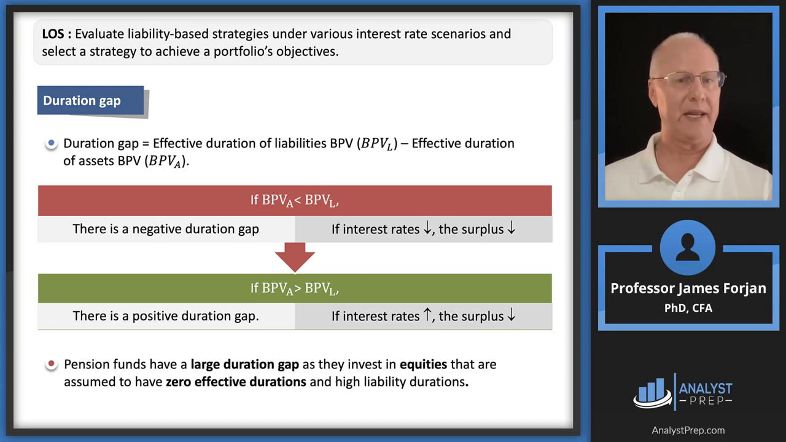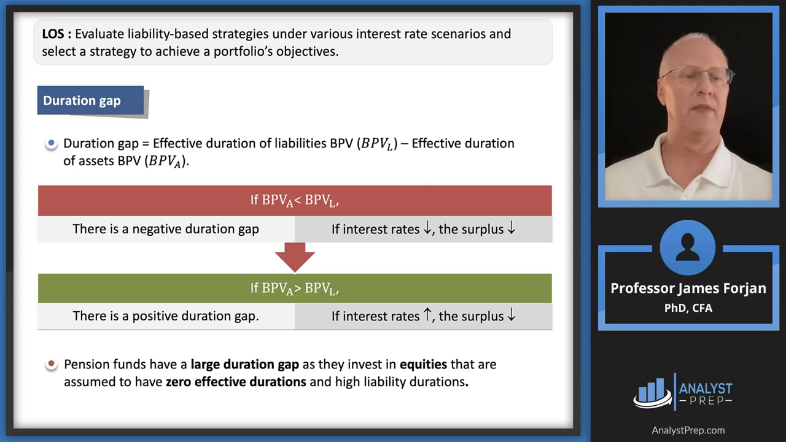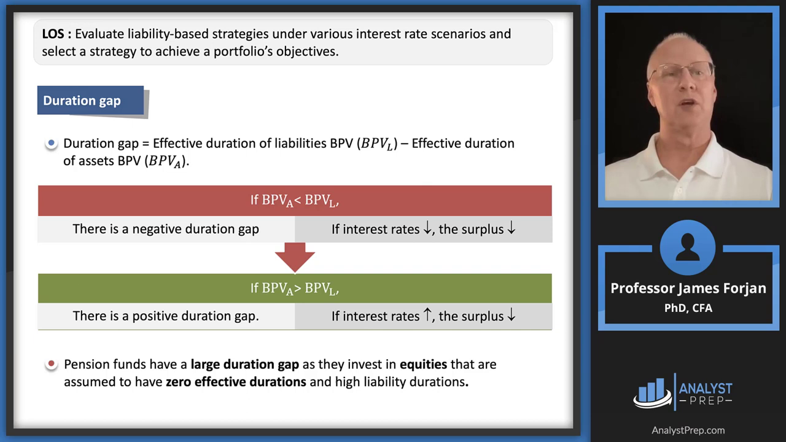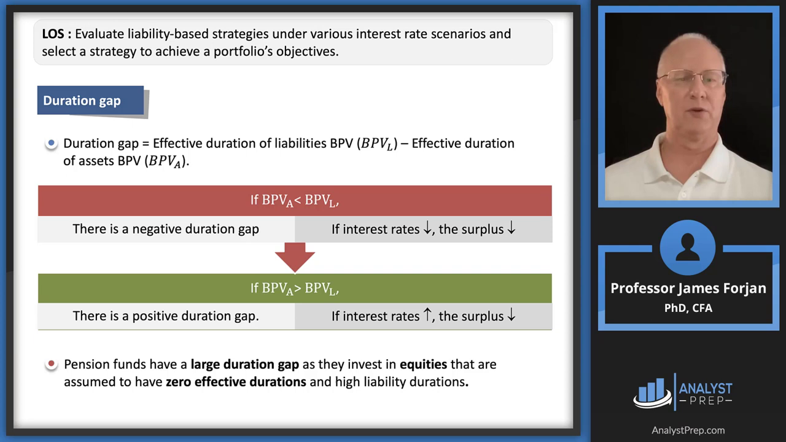And skip down to the green. If the reverse holds true, if the BPV of the assets is greater than that of the liabilities, there is a positive duration gap. And so it's important to remember what happens to changes in interest rates and what the impact is going to be on the surplus of the assets. So just remember, down in the green, inverse relationship; up in the red, direct relationship.